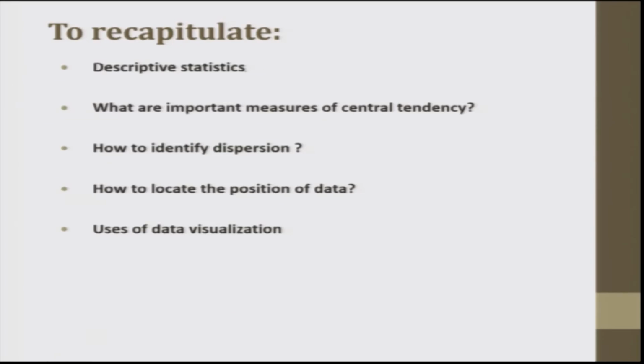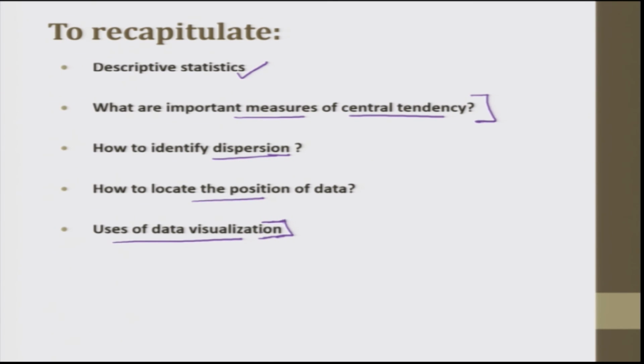Just to recapitulate, we discussed descriptive statistics in the last 2 lectures, and we discussed the important measures of central tendency: mean, median, mode, and then measures of dispersion. Then we discussed locating position using quartiles and percentiles. Measures of dispersion were range, standard deviation, and variance, and we also discussed the uses of data visualization and the different data visualization tools or graphs that we can use.